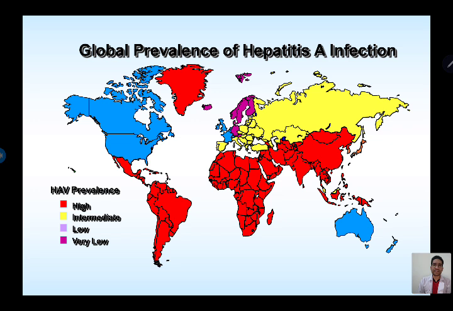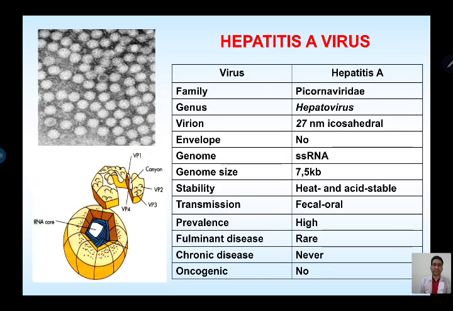of the hepatitis A infection. The hepatitis A vaccine. The hepatitis A virus family is Picornaviridae. Genus is Hepatovirus. Virion is 27 nanometer. Envelope is no. Genome is ssRNA. Genome size is 7.5 kb. Stability is heat and acid stability.